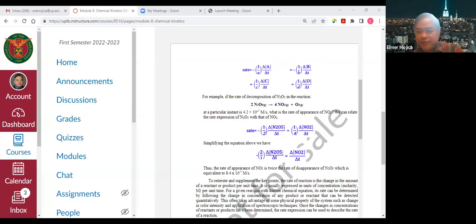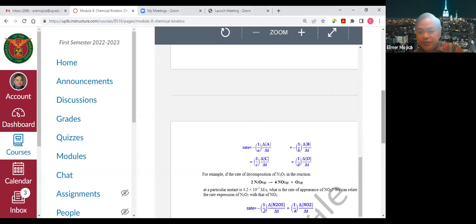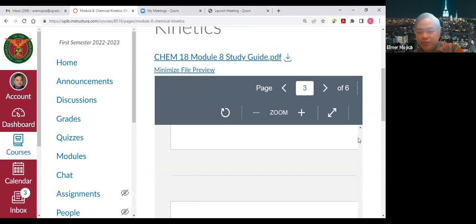And right now, what we're going to do is look at the summary that we have in your module. If you're familiar with what I'm saying, it's this part. So this is what chemical kinetics is all about.